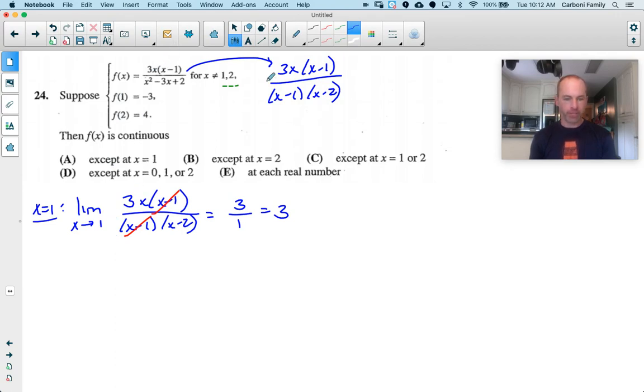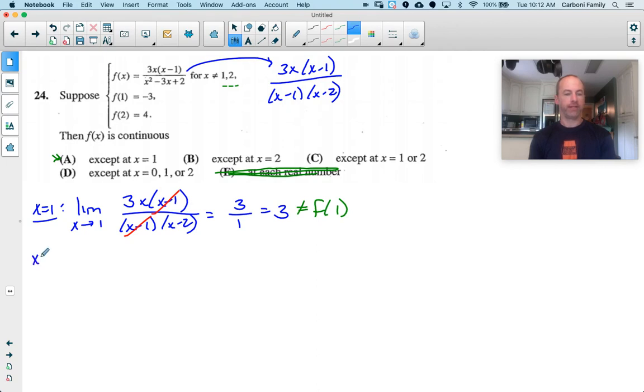And I'm double checking, making sure I didn't make a mistake, because f of 1 is equal to -3. This is not equal to f of 1, and therefore the function is not continuous at 1. Oh, this wording is terrible. So the function is continuous except at x equals 1, and so far that is true. E is definitely not true because we've already established that we are not continuous at 1, so E is out of the question. Now let's look at 2.